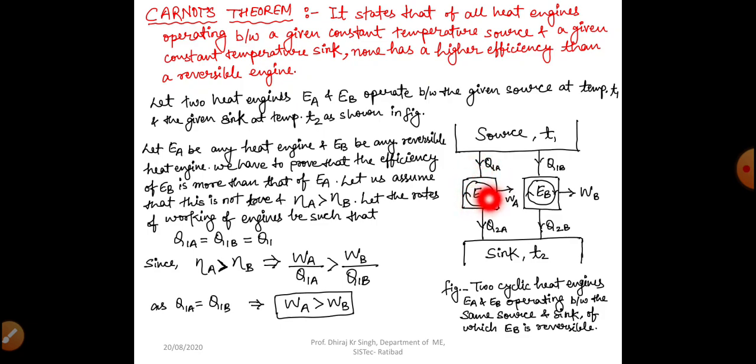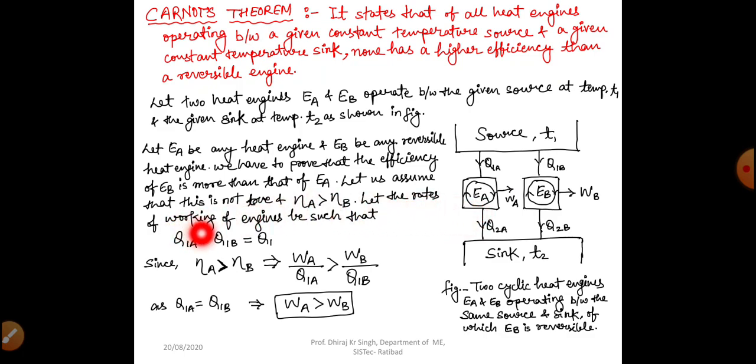If that heat engine is not reversible, then the efficiency of the reversible heat engine will be more. So let us assume that this is not true, and the efficiency of A is greater than the efficiency of B. We are assuming a wrong thing, that EA, the efficiency of A, is greater than the efficiency of B, which is not correct, but we are assuming it.